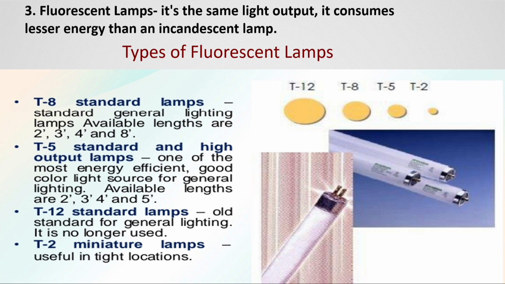Next is T5 standard and high output lamps. One of the most energy efficient, good color light sources for general lighting. Available lengths are 2, 3, 4, and 5. Third is T12 standard lamps. Old standard for general lighting, it is no longer used. Last is T2 miniature lamps, useful in tight locations.